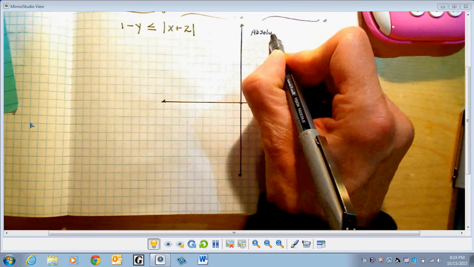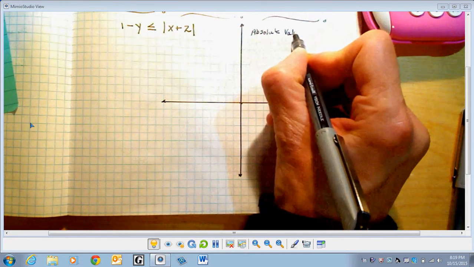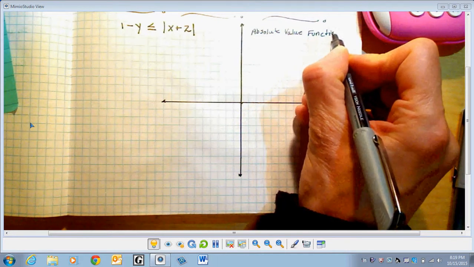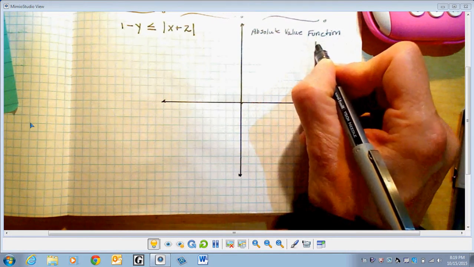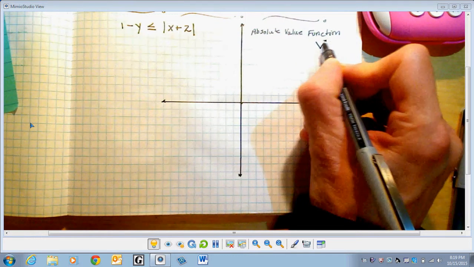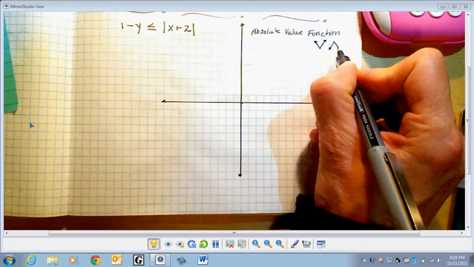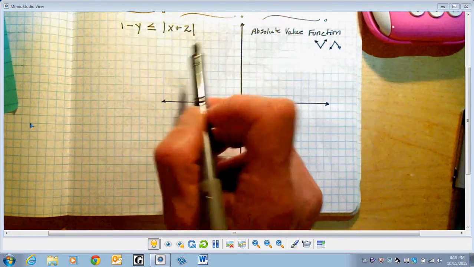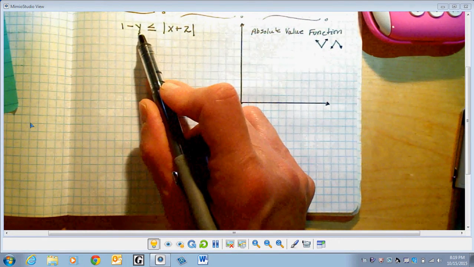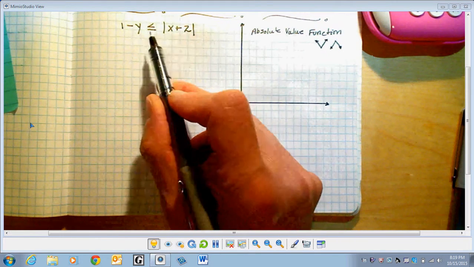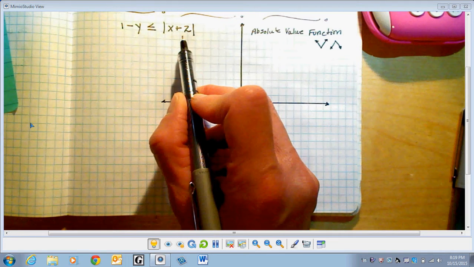So the first thing I have to notice is that this is an absolute value function. An absolute value function, I know, is going to make a graph that has a V either pointing up or a V pointing down when I'm graphing in two variables. Here I have a y variable and an x variable. So the easiest way to graph this is if I were to put this into vertex form.